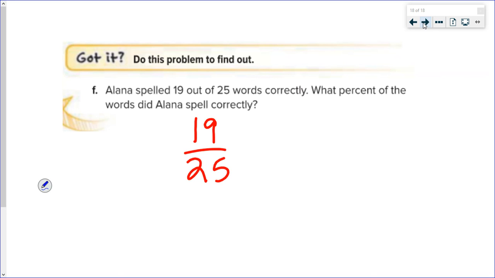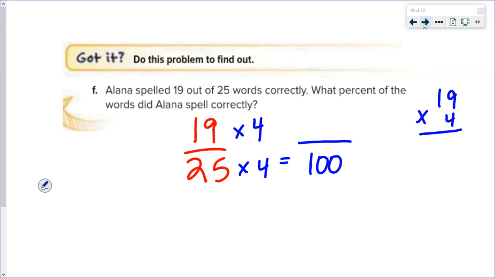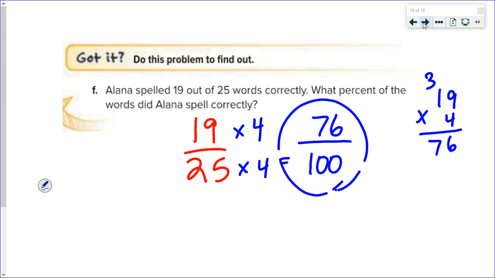Okay, if you did this correctly, you should have realized that 25 times 4 equals 100, which means I have to do 19 times 4. If you don't know how to do 19 times 4, you can do that out to the side. 9 times 4 is 36. I'm going to put my 6 down and carry my 3. 4 times 1 is 4, plus 3 is 7. So that means that 19 times 4 is 76. So 76 out of 100 means that Alana spelled 76% of her words correct.